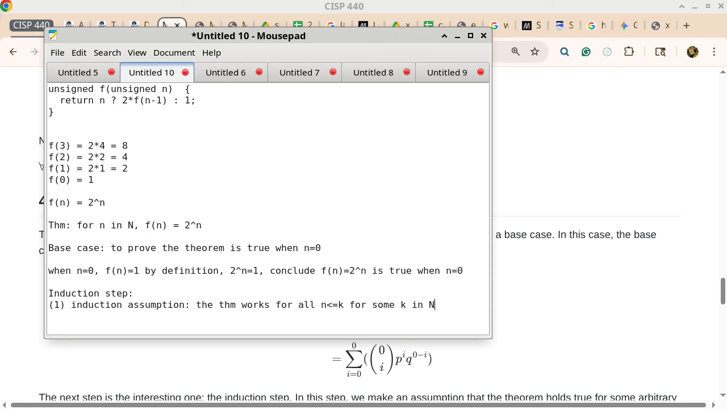Okay, then you ask, what exactly is k? I don't know, I don't care. I mean, k is just some natural number. Okay, that's an assumption. So now we have to go for the actual proof.